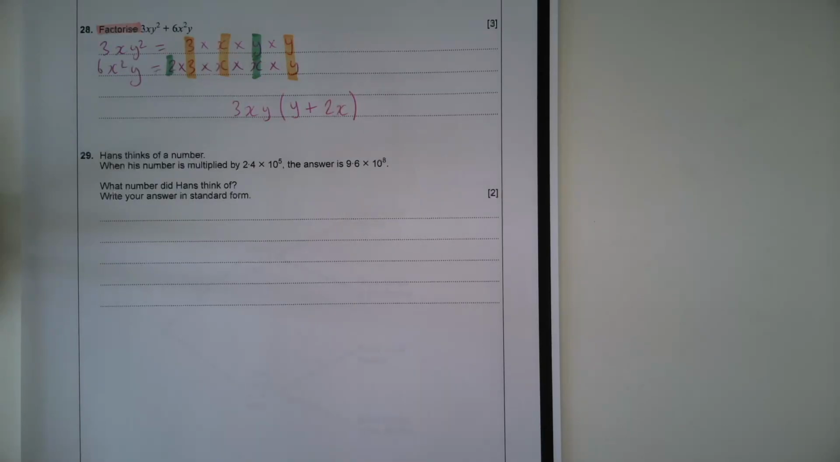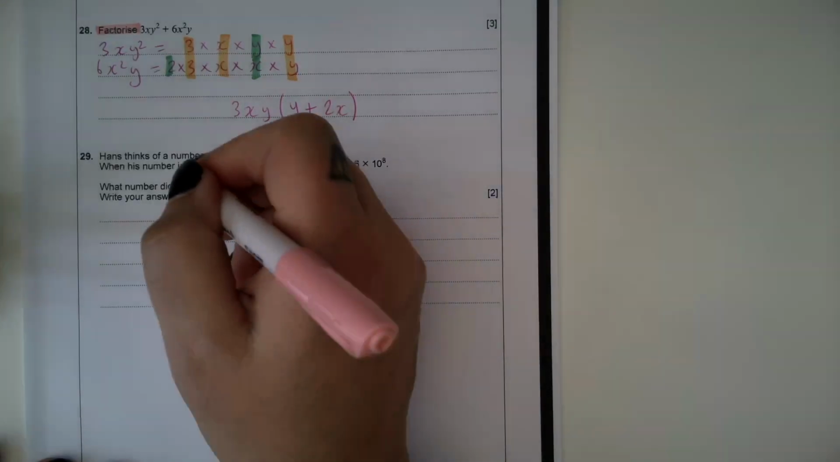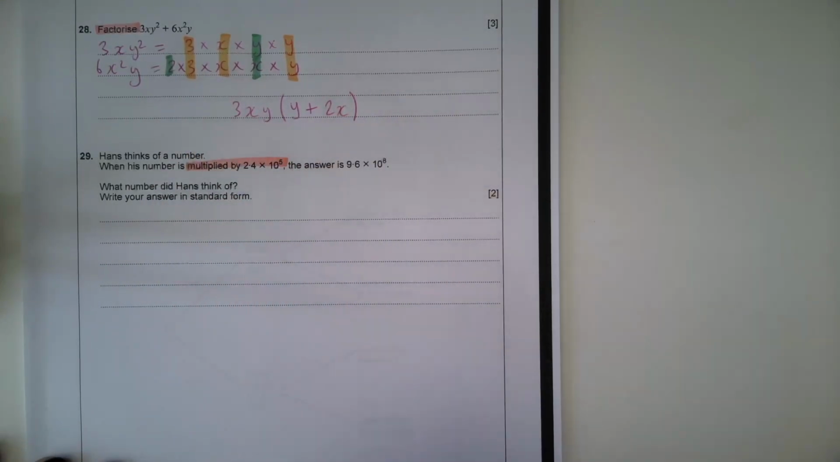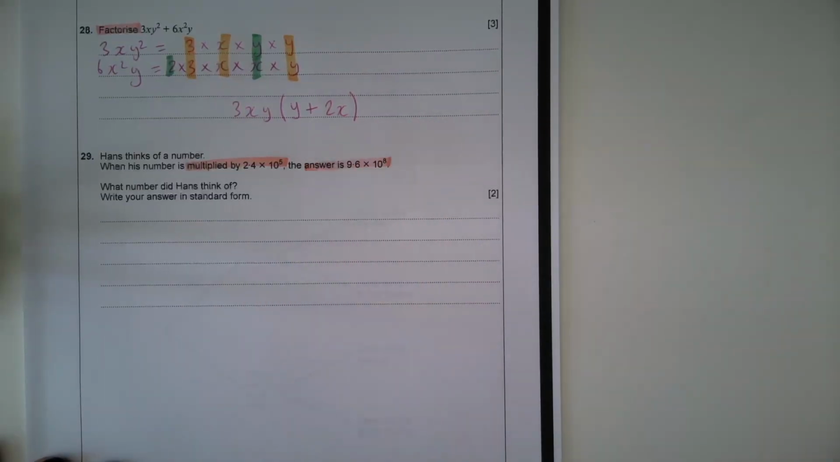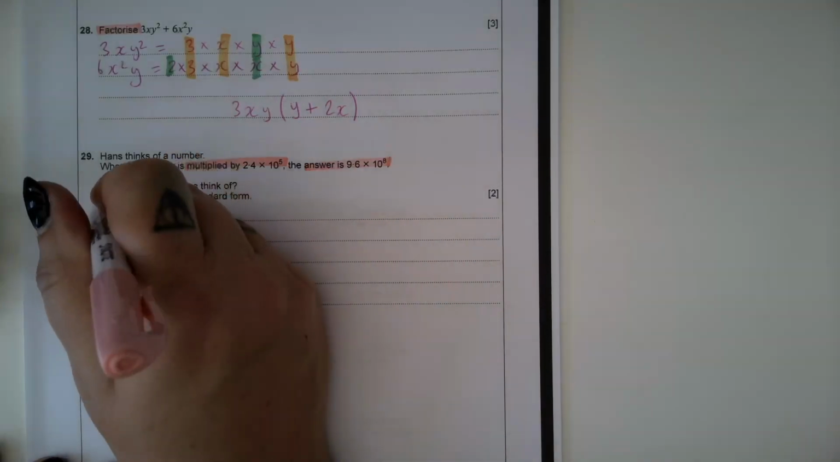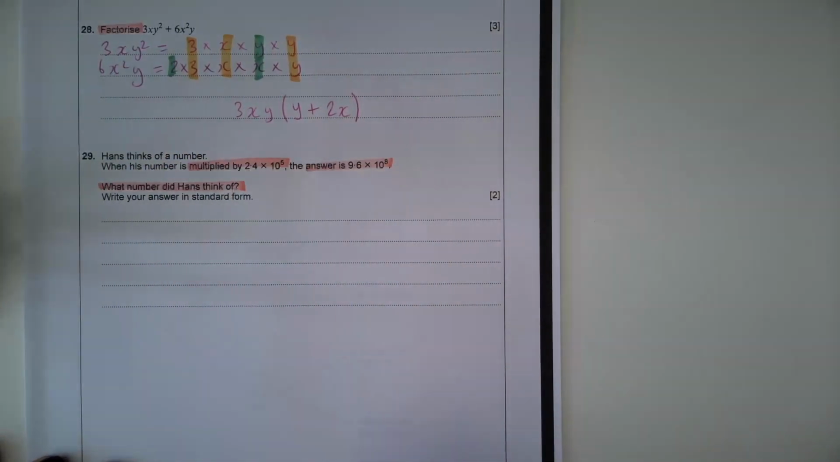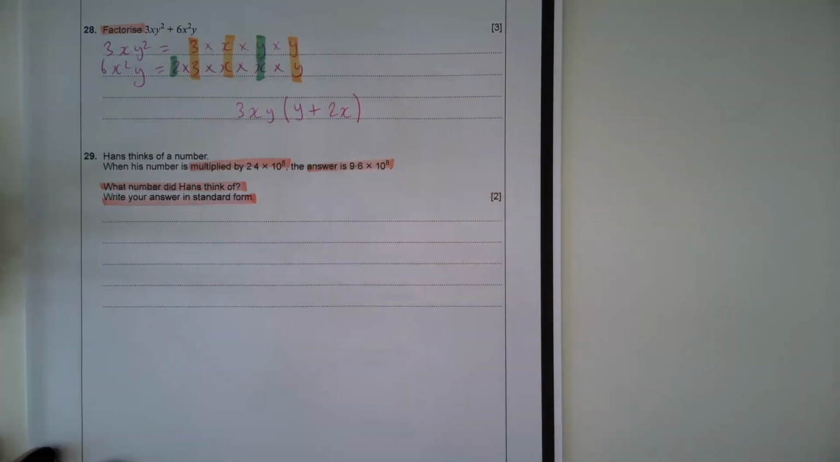Question 29. Hans thinks of a number. When his number is multiplied by 2.4 times 10 to the power of 5, the answer is 9.6 times 10 to the power of 8. What number did Hans think of? Write your answer in standard form.